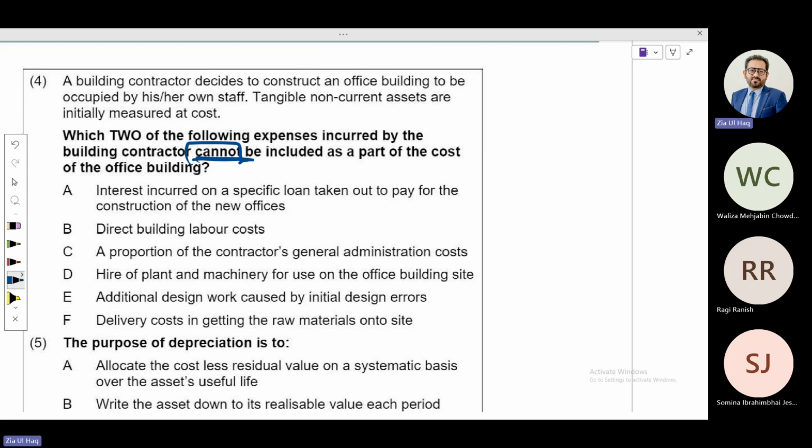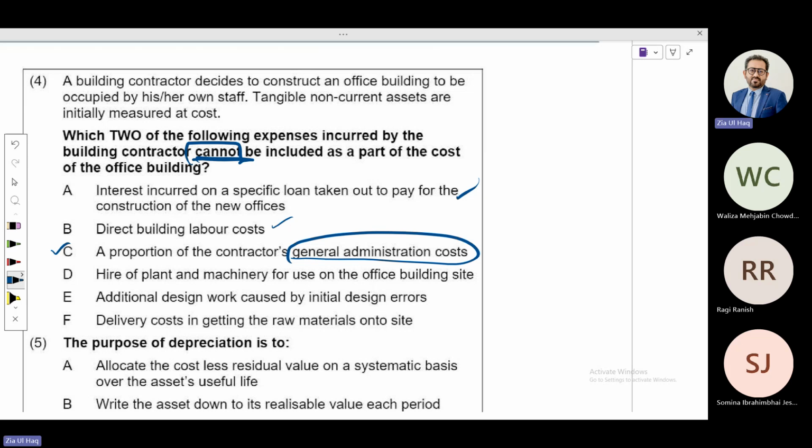Interest incurred on a specific loan taken out to pay for the construction of the new asset. So this should be included. Borrowing cost. Direct building labor cost. This should be included. A proportion of the contractor's general admin cost. These are operating expenses. These should not be charged as asset. This should not be capitalized.